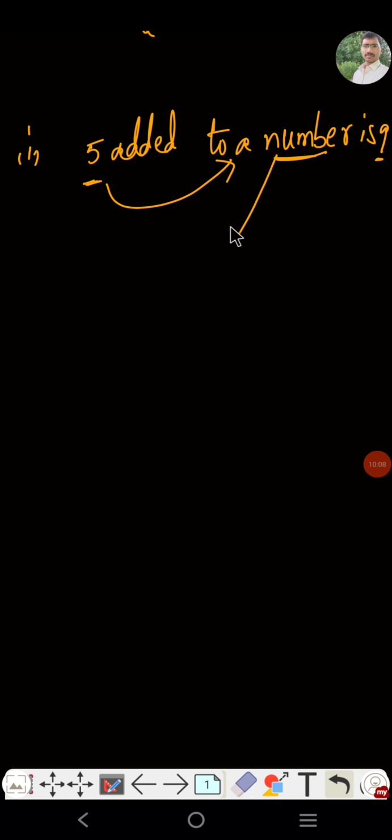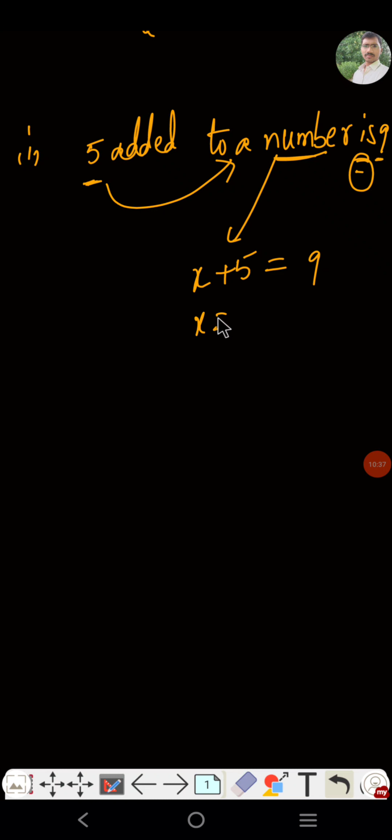Now I am taking that number as x here. For that number, how much are we adding here? 5. Adding 5 means plus 5 only, na? Addition means plus. When you add 5 to the number, the total result is how much? 9. Is means is equal to. That means when you add 5 to the number, the total result becomes 9. x plus 5 is equal to 9.